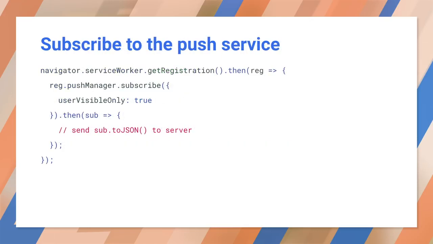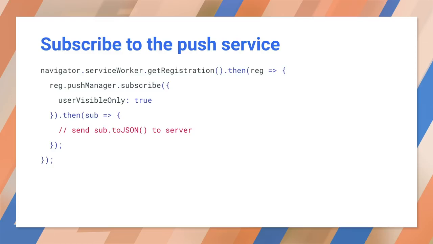Now, as I've said, before you send notifications, the user must subscribe to a push service. You call pushManager.subscribe on the service worker registration object to subscribe. The resulting push subscription object includes all the information that the application needs to send a push message: an endpoint and the encryption key needed for sending data.